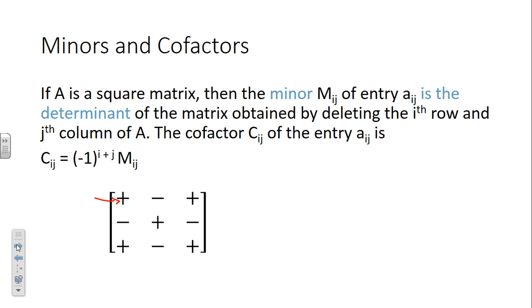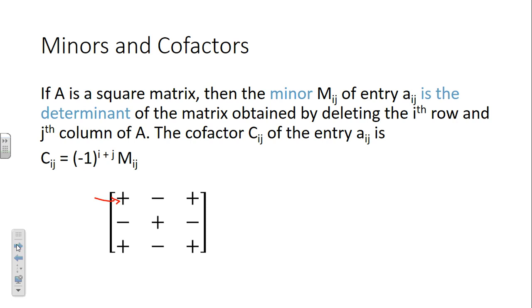If we're in the first row, second column, 1 plus 2 is 3, right? So -1 to an odd power, like 3, we're going to get -1, okay? So whatever determinant we get for our minor, we would have to change the sign. If it's already positive, it's going to be negative. If it was negative, it will be positive. So far, so good on the cofactor part.